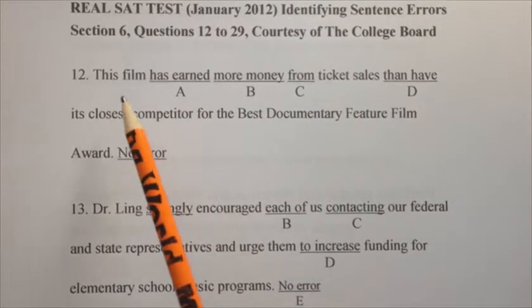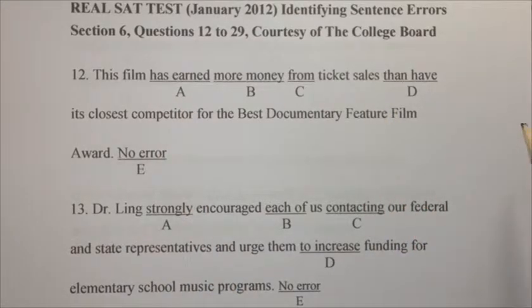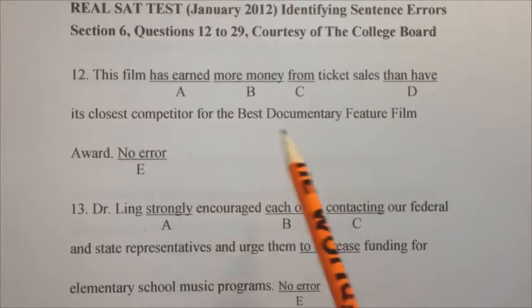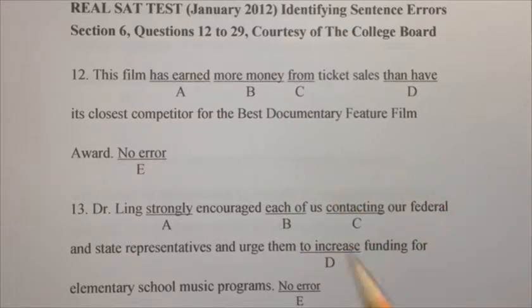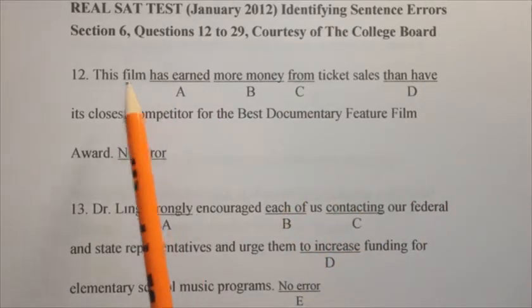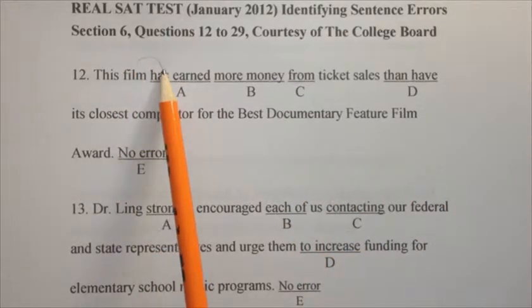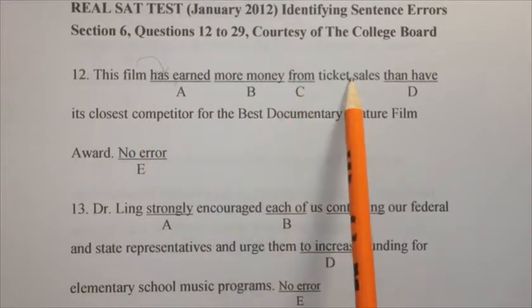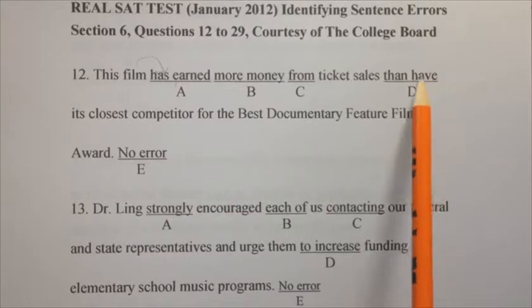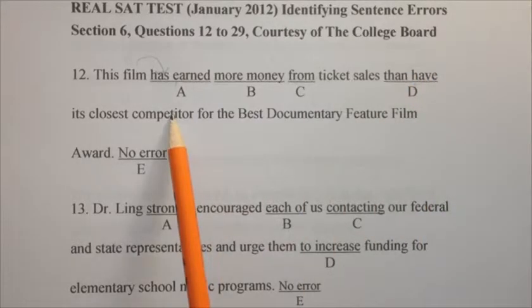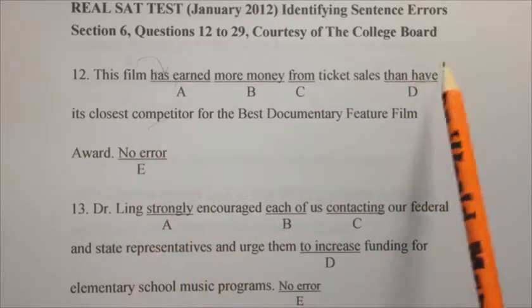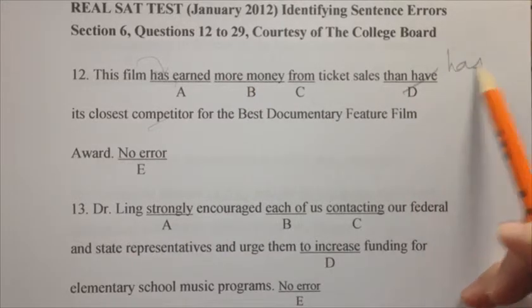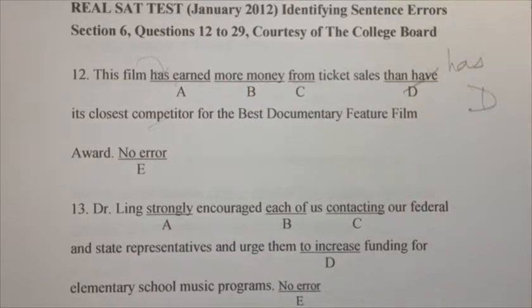Number 12. This film has earned more money from ticket sales than have its closest competitor for the Best Documentary Feature Film Award. Has earned more money from ticket sales than have. What's the subject of have? Its closest competitor. Singular. Than has its closest competitor.